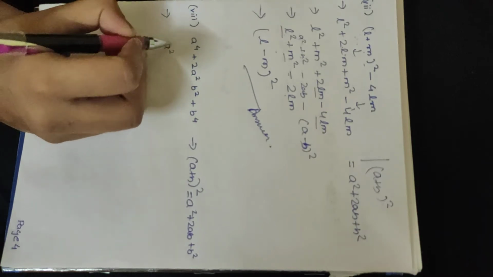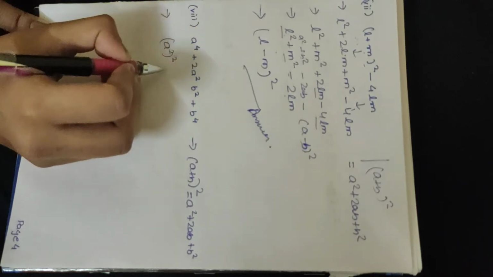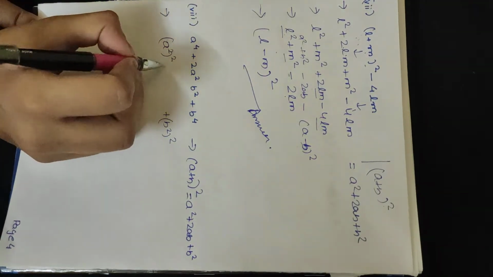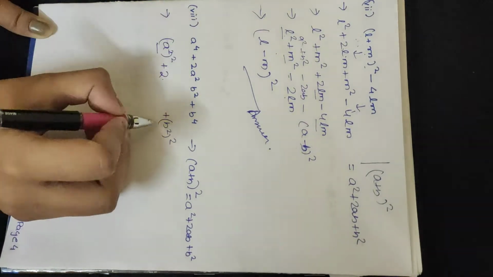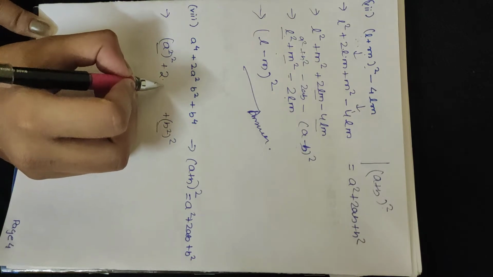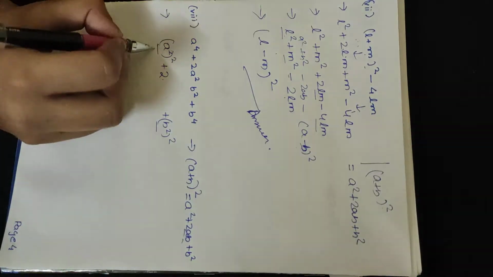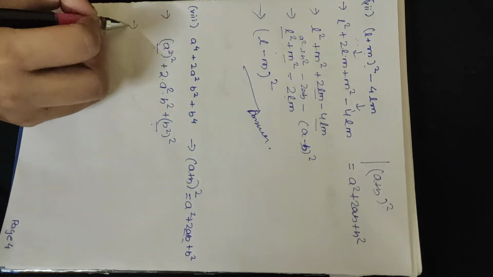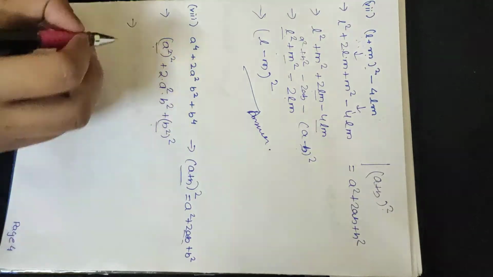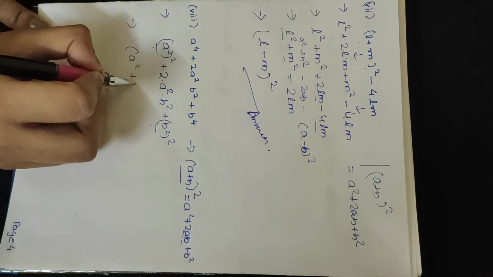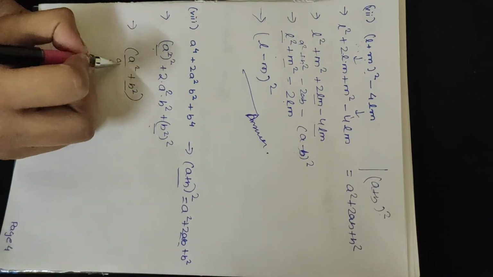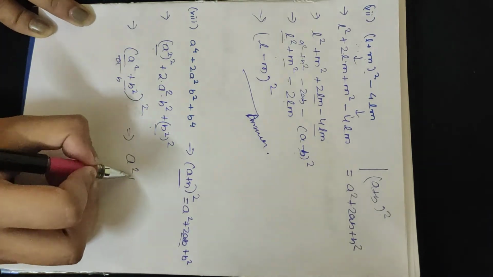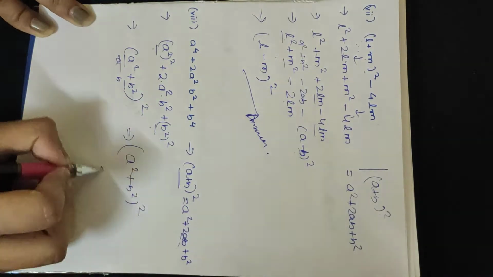This is actually A square to the power square, which is A to the power 4, plus B square to the power square, which is B to the power 4, plus 2 into AB. This is our A and this is our B. So how are we going to write this finally? As A square plus B square, which is A plus B, whole square. So our answer is A square plus B square whole square.